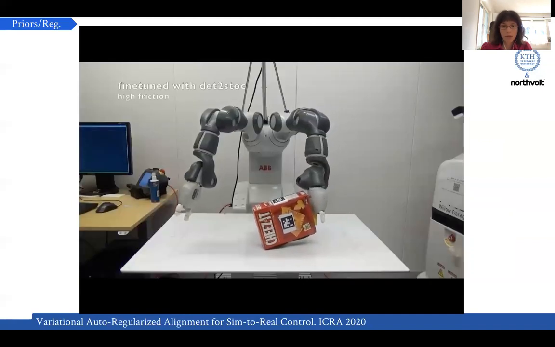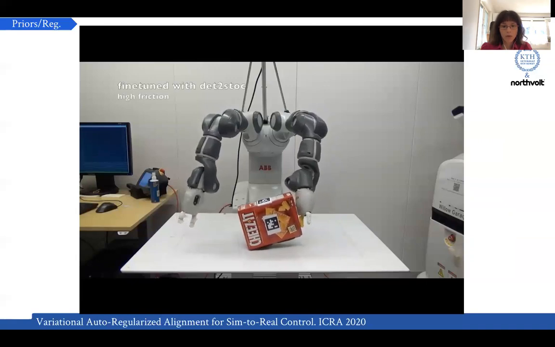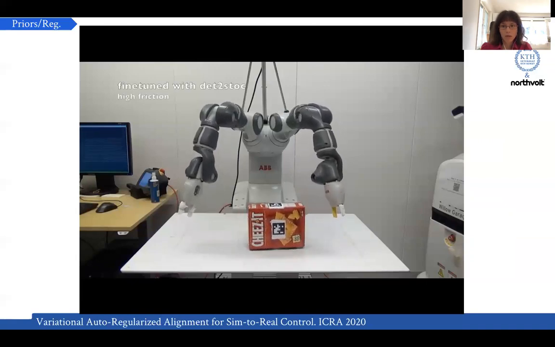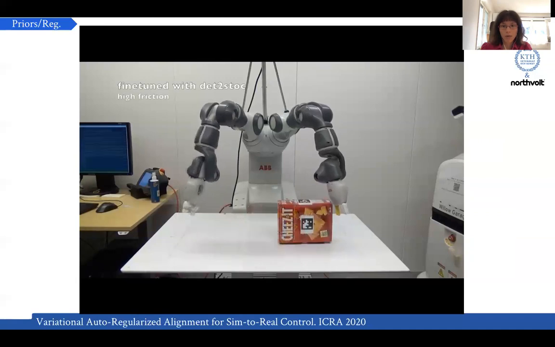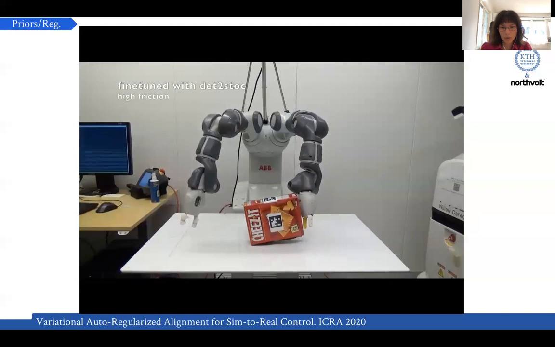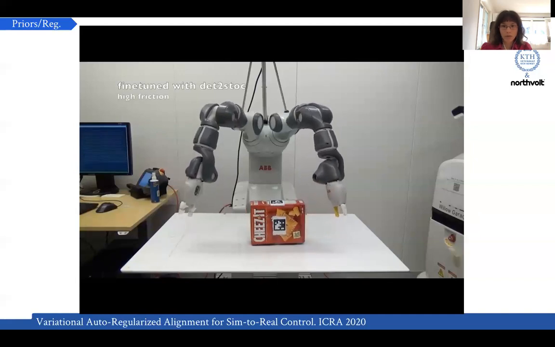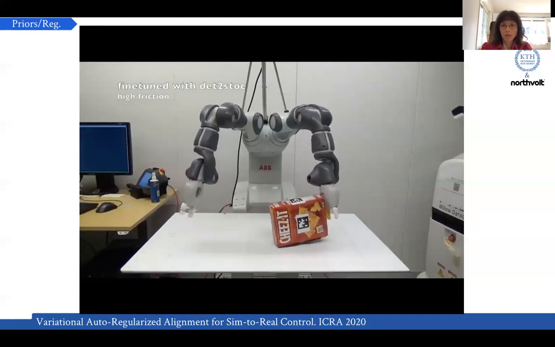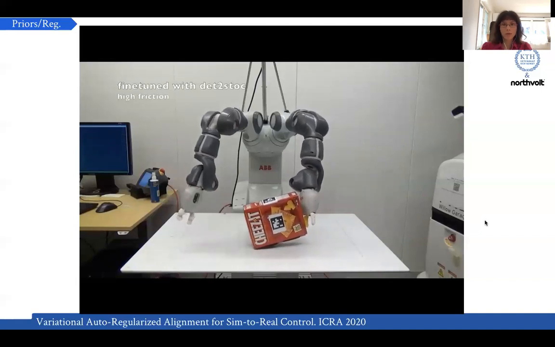So when we fine-tune with DiffTune, you can see here that the actions are a lot more careful, and the policy is able to push the box at a little bit lower point in order to prevent the rapid flips. So that's a success for this fine-tuning result.